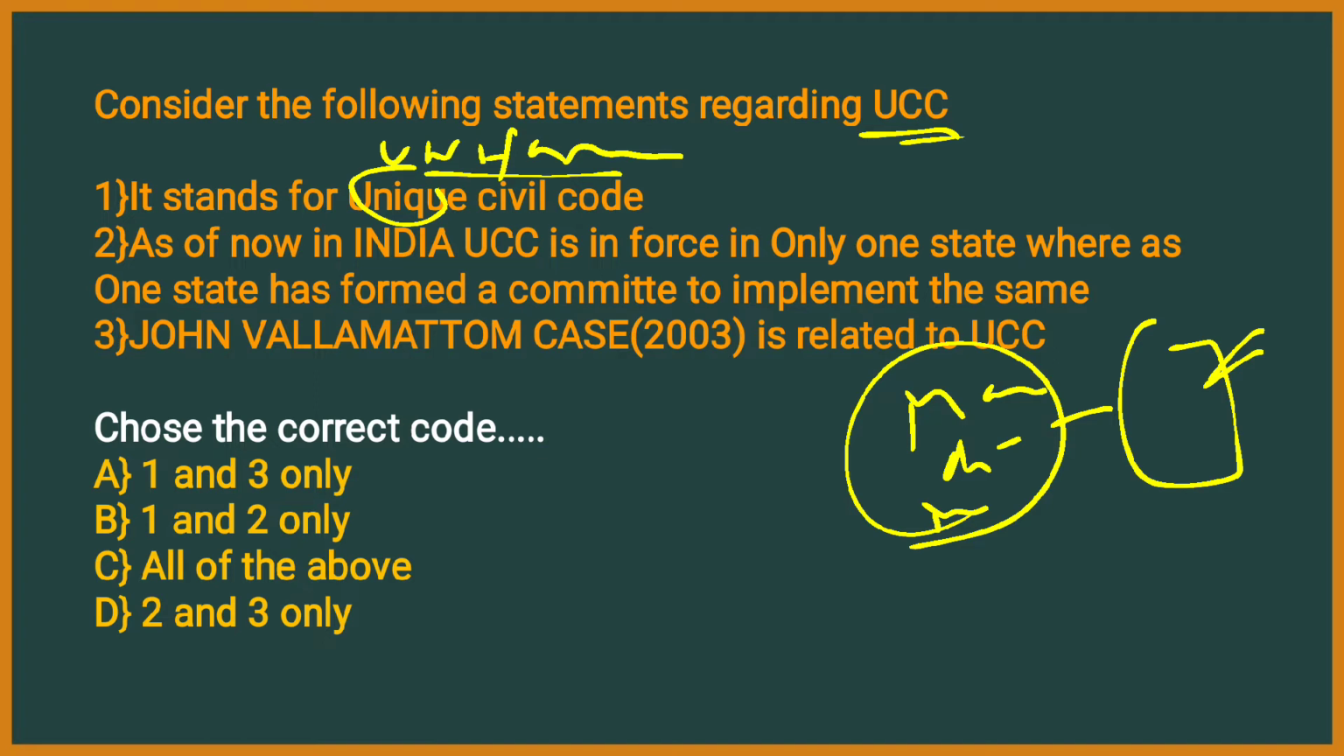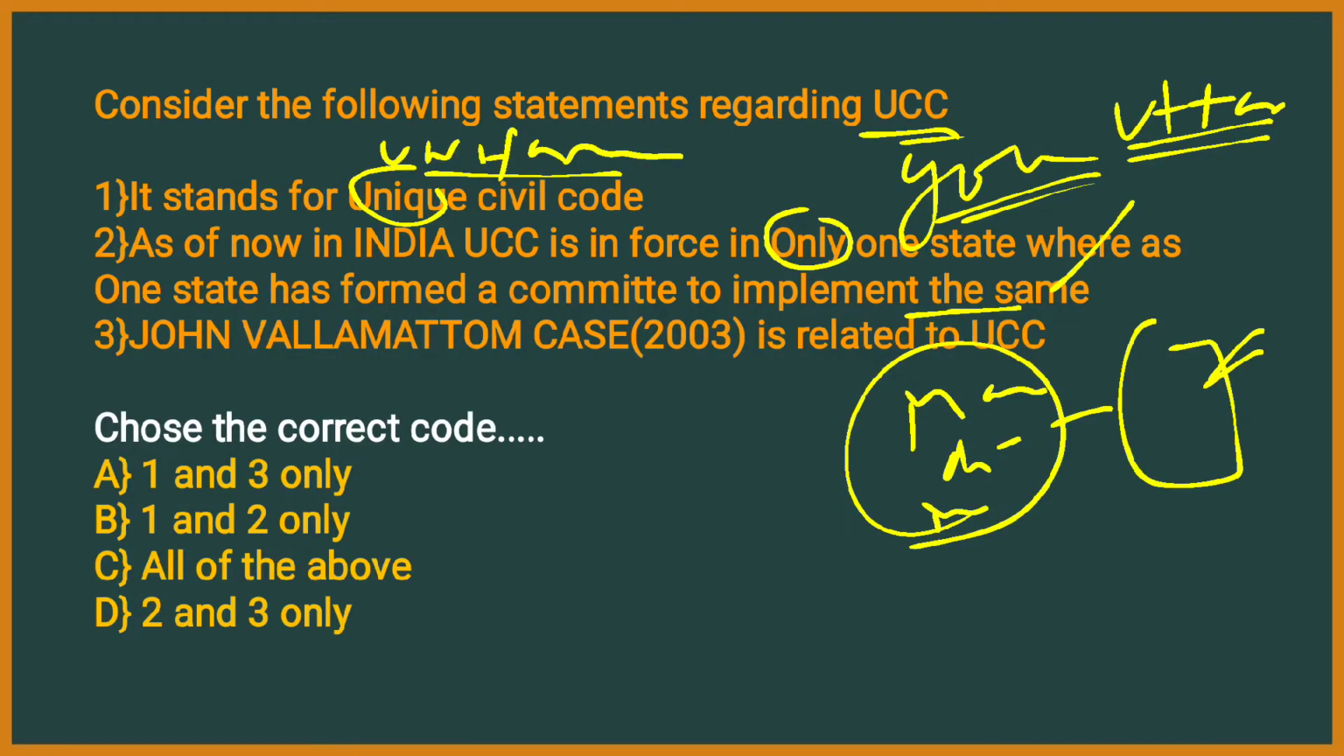The second statement is correct, as the only state where the Uniform Civil Code is implemented is Goa, and the other state which has formed a committee to implement the same is Uttarakhand. Uttarakhand has formed this separate committee to make recommendations on the UCC. And the John Vallamattam case of 2003 is related to the Uniform Civil Code. In this, the Chief Justice of the Supreme Court said that it is very sad that even after the Uniform Civil Code being in the Constitution, it has not been implemented, and it is very sad for Indian history. So here the right answer is 2 and 3 only.